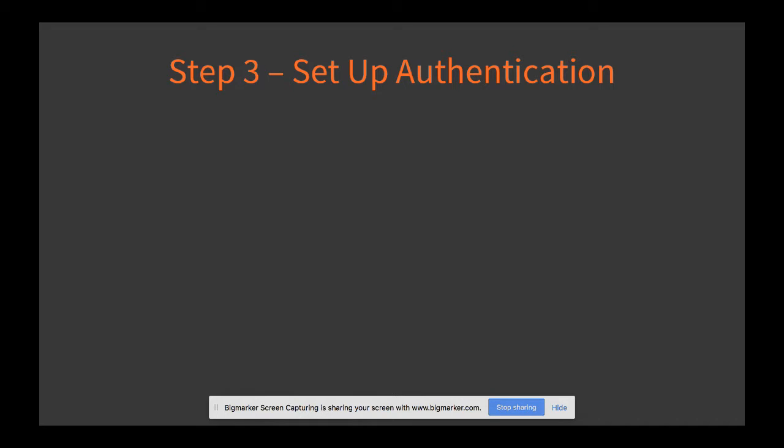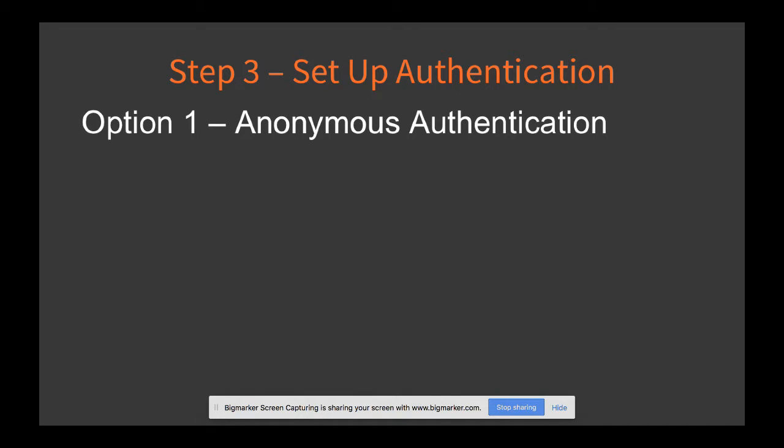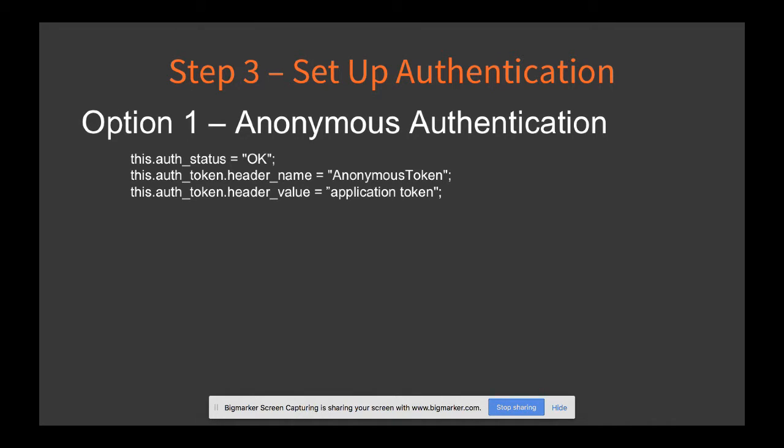So step 3 is to set up authentication. Backend offers 3 methods to authenticate your users for your application. First, there's anonymous authentication, which is absolutely the easiest way to get up and running quickly. You simply set your auth status to OK, create an auth token header called anonymous token, and then you provide an application token that is specific to your application. And I'll walk through how to obtain this shortly.